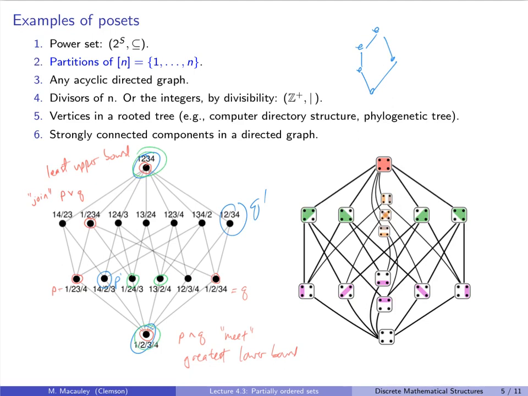Okay, so I don't remember if I said this. A lattice is a poset such that every pair of elements has a meet and has a join, has a unique greatest lower bound and unique least upper bound. And I guess by saying greatest and least, we are implying that they are unique.